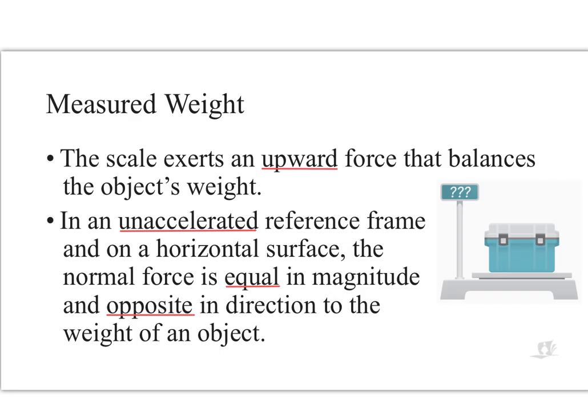Talk about measured weight. The scale exerts an upward force that balances the object's weight. That's how scales work. All right? In an unaccelerated reference frame and on a horizontal surface, the normal force is equal in magnitude and opposite in direction to the weight of the object. What does all that mean?